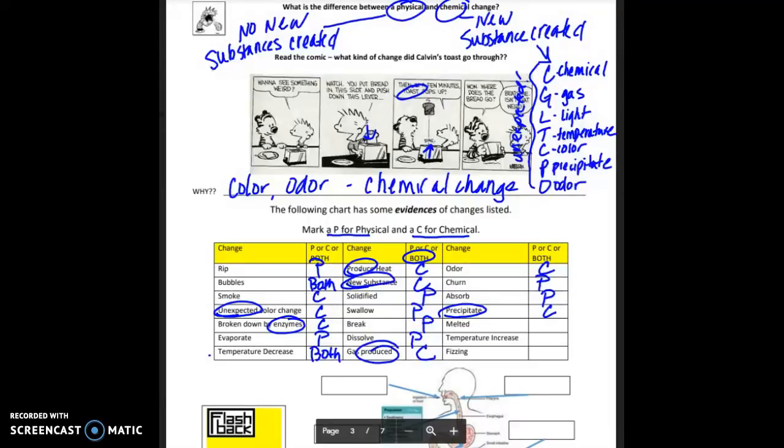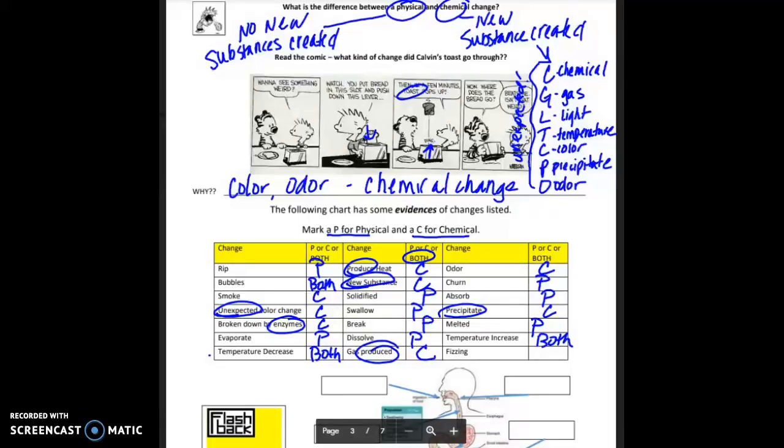Melting, you're just going from a solid to a liquid. You're not changing the substance, so it is physical. A temperature increase, we're missing that word unexpected, so a temperature increase could be both. It depends. If you put something on a stove and it increases in temperature, well, that's physical. You added heat to it. But if it increases spontaneously without the addition of any heat, then that's going to be a sign of a chemical reaction.